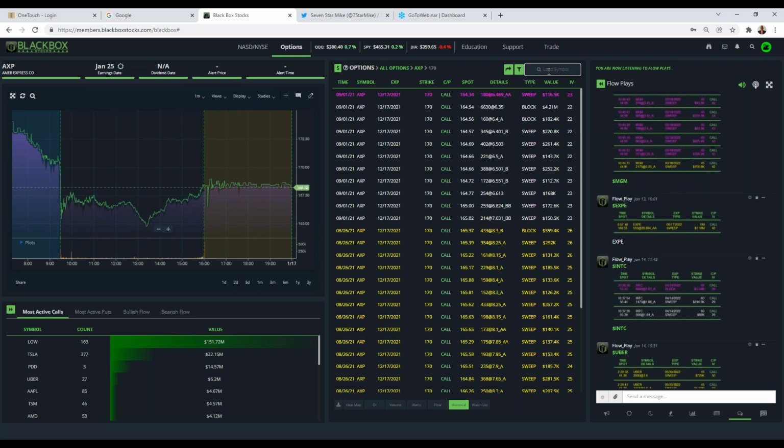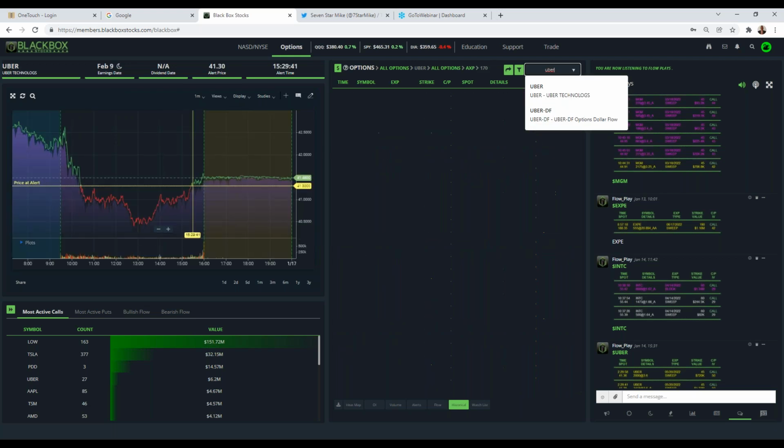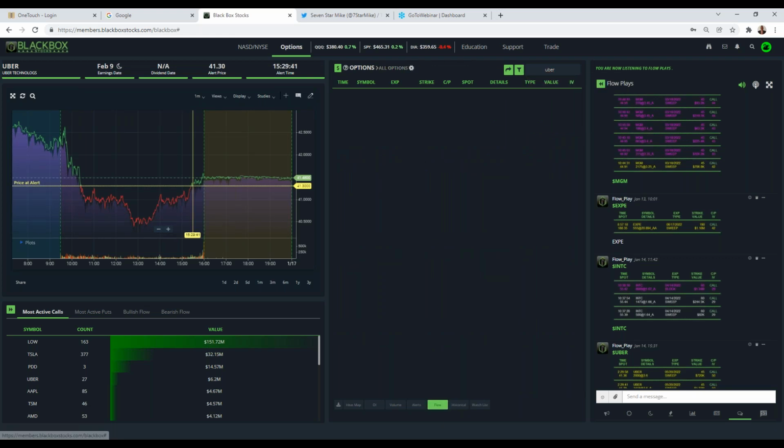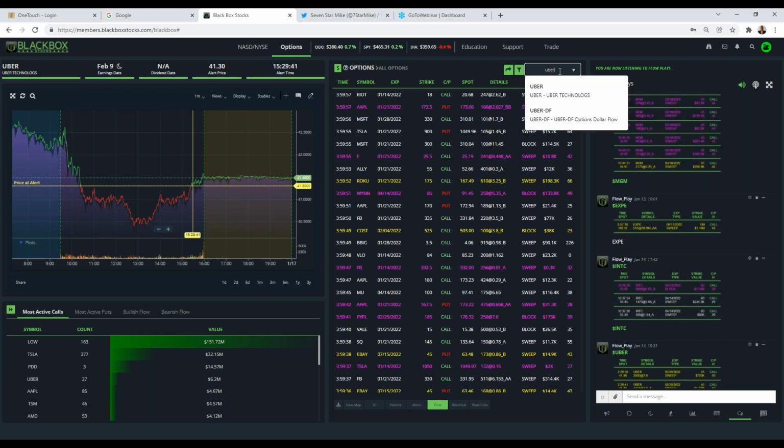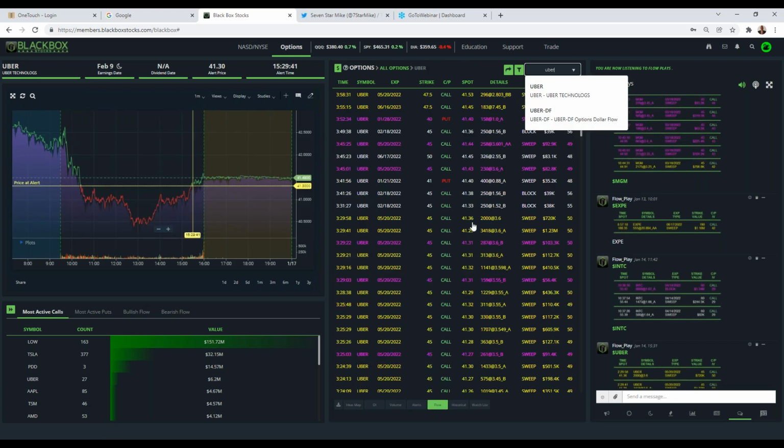Let's go to Uber flow. We'll go to the actual active flow, get off of historical here. There we go. And it was the May 2045s.